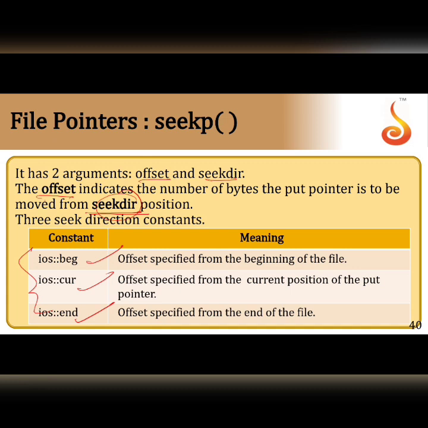Offset and seek dir. The offset indicates the number of bytes you are going to move. It's a number, how many bytes; like in a text file, each character is like 1 byte, right? The offset indicates the number of bytes that the put pointer is to move from the seek direction, whether it's from the beginning, the current location, or the end. But if you are moving from the end backwards, it will be a negative number, because you are moving backwards. Otherwise a positive number is moving forward.